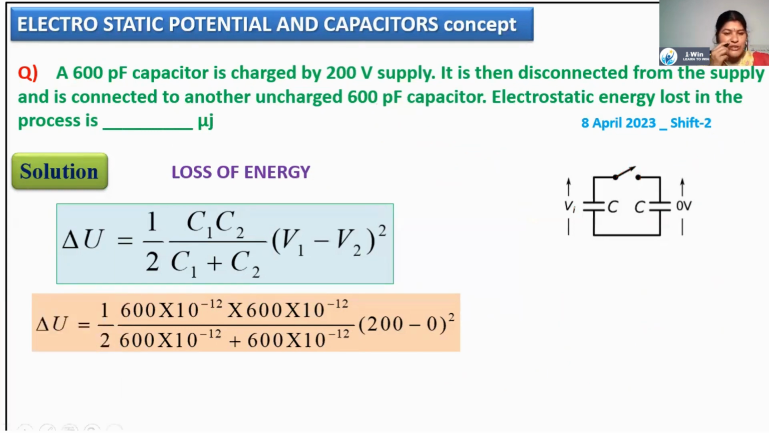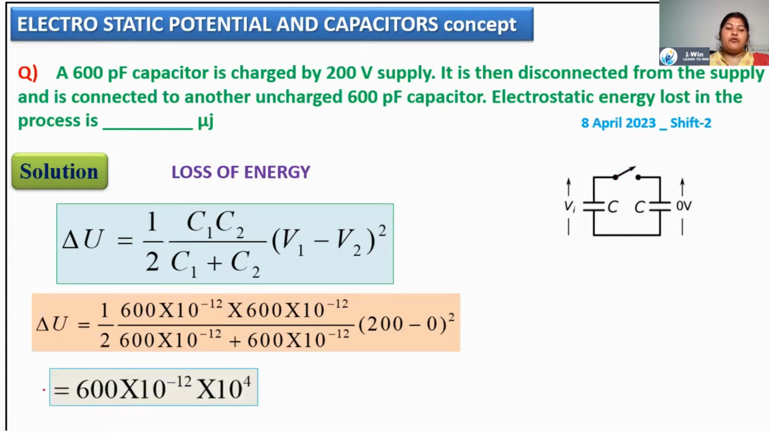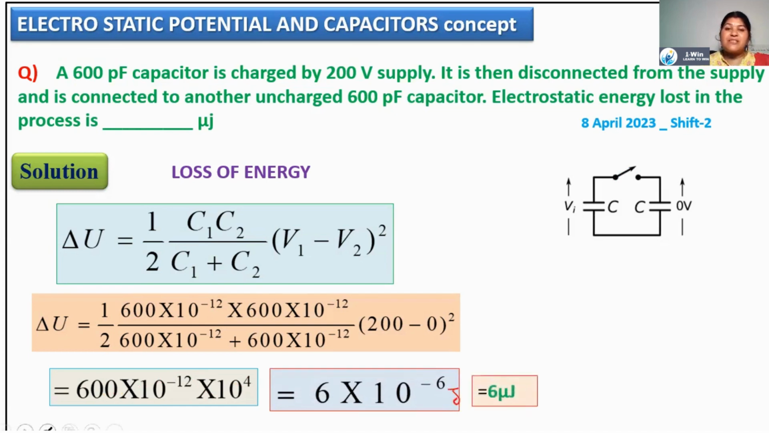Let us repeat this question. The loss of energy formula is half C1 C2 by C1 plus C2 into V1 minus V2 whole square. With all the data substituted, you get delta U equal to 600 into 10 power minus 12 into 10 power 4, which is 6 into 10 power minus 6 joule, which is equal to 6 microjoule. This is the answer. That means the integer value here is 6.